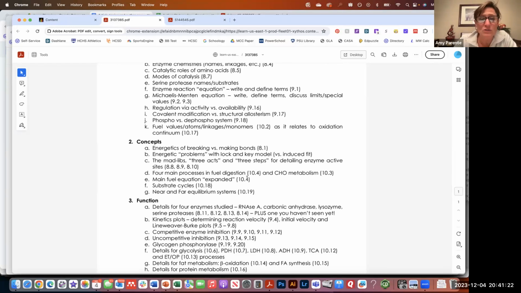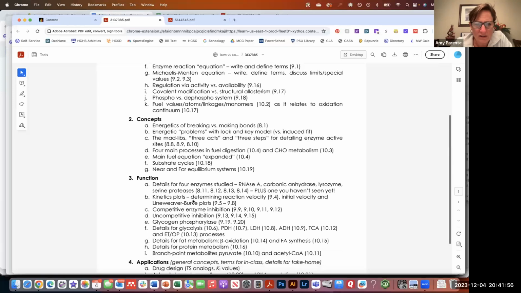I would say put a little star by this. That's a big picture that ties stuff together. We started out biochemistry by learning that main fuel equation. And now we understand a lot of how those simple reactants, fuel and oxygen, are ultimately converted to carbon dioxide, water, and energy. We talked about substrate cycles, and today we talked about near and far equilibrium systems and reactions. I'll make sure to highlight that again, since we did it very quickly today.